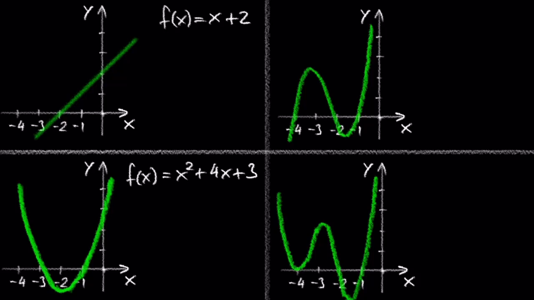Today we are going to learn what roots, also called zeros of a function, are and how to find them. So when we have, for example, these four functions, the root of the first function is -2 because the graph intersects the x-axis at -2. The roots of the second function are -1 and -3 because the graph intersects the x-axis at -1 and at -3.